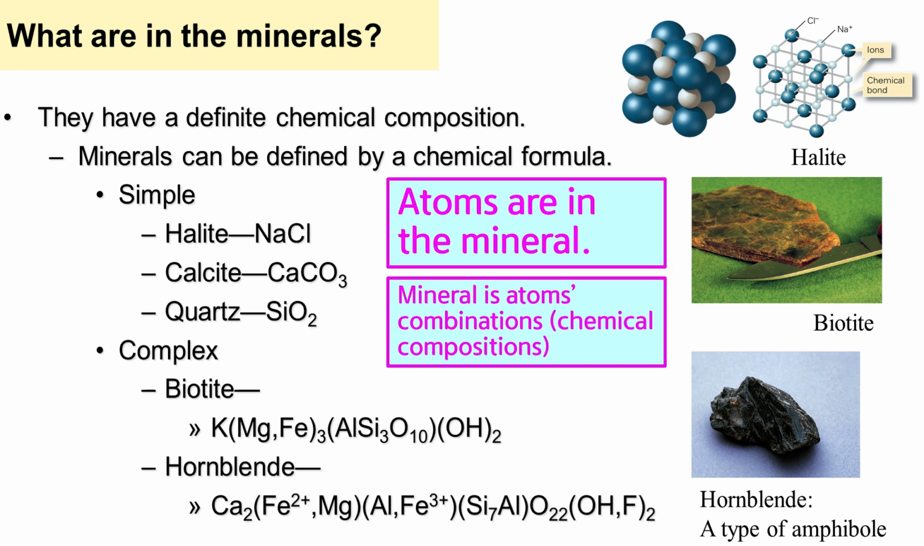Minerals are composed of chemical atoms. The mineral halite has sodium atoms and chlorine atoms. Calcite has calcium, carbon, and oxygen atoms in it. Quartz has silicon and oxygen. Also, there is a complicated chemical formula for some minerals. Biotite has potassium, magnesium, iron, aluminum, silicon, oxygen, and hydrogen atoms. Hornblende has more atoms in it.